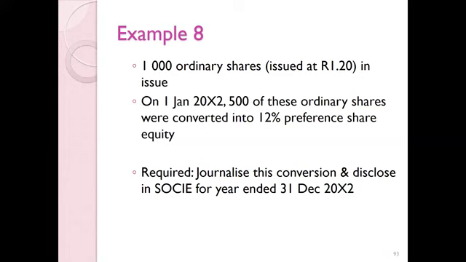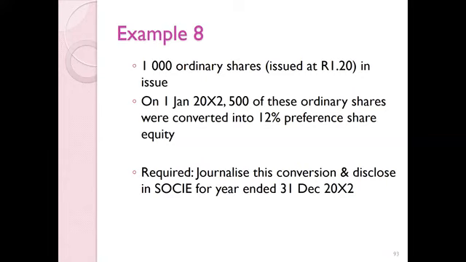We're now going to look at example 8 from your Grip and Garb textbook. And this example says to us that there are 1,000 ordinary shares issued at R1.20, and these are currently in issue. On the 1st of Jan 20x2, 500 of these ordinary shares were converted into 12% preference share equity. You're required to journalize this conversion and disclose it in the statement of change in equity for the year ended 31st December 20x2.